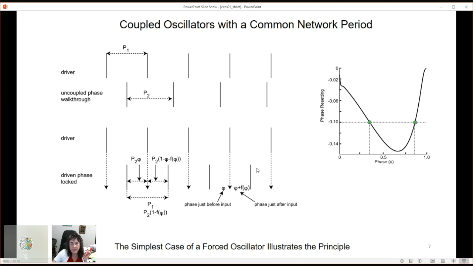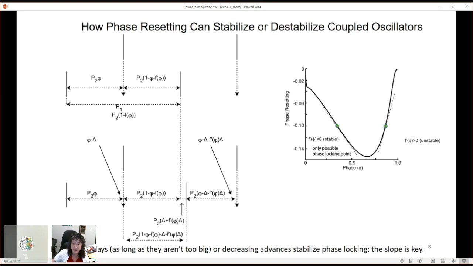And the only way that can happen is if the perturbation that the driven neuron receives from the driver makes its period exactly the same as the forcing neuron. And that can easily be accomplished by giving a phase resetting at the correct phase. That's going to change the period from P2 to P2 times 1 minus the phase resetting. And how can I determine what the phase lock points would be? Well, say there's a 10% difference in the period, there's only 2 points at which I can hit it, a phase of 0.3 and a phase of 0.8, and that would give the correct change in the period. But how do I know which one would be stable? And the quick answer is it's the slope of the phase resetting curve.